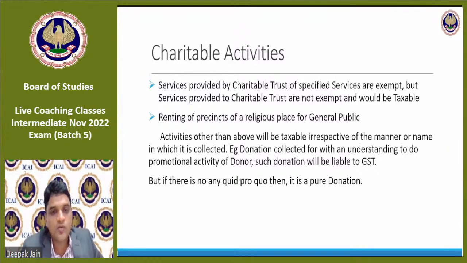Okay. What do you mean by quid pro quo? Sunil Kumar, we had discussed this in the chapter of supply. What does quid pro quo mean? Something in return. When I sell you something, I want something from you. I need the consideration back. So when I give you something, I need something back. That is called quid pro quo.